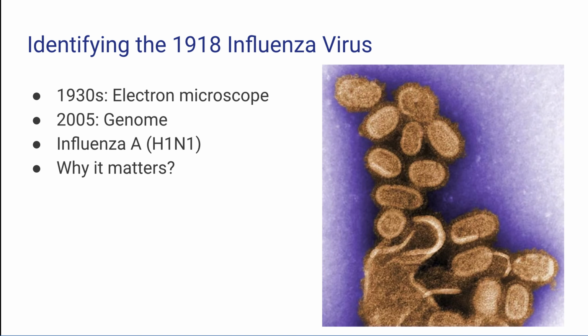In the 1930s, scientists finally got their eyes on a virus for the first time by using an electron microscope. The image shown here was taken with an electron microscope and colorized. It is a reconstruction of the virus that caused the 1918 pandemic. Scientists completed the sequencing of the genome in 2005. We now know this virus is influenza A H1N1. This knowledge helps plan and prevent future influenza pandemics.